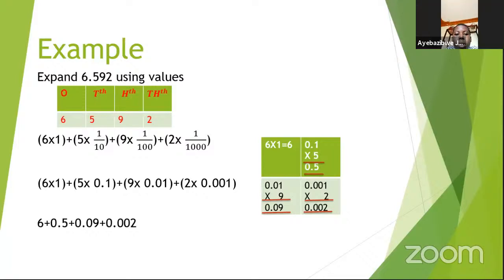6 times 1 plus 5 times 0.1 plus 9 times 0.01 plus 2 times 0.001. Okay, you left the first one. I wanted the first step first before coming to the next one. 6 times 1 plus 5 times 1 out of 10 plus 9 times 1 out of 100 plus 2 times 1 out of 1,000. Thank you very much. You can stop there.